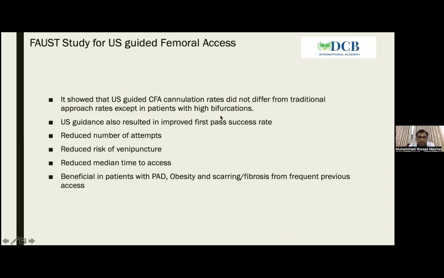There is a false study for ultrasound-guided femoral access. It showed that ultrasound-guided common femoral artery cannulation rates did not differ from the traditional approach rates except in patients with high bifurcations. So the problem here is not related to whether I use ultrasound or not. If there is a center that uses a lot of transfemoral approach, probably you don't need to do ultrasound in all of the cases, but only in selected cases.